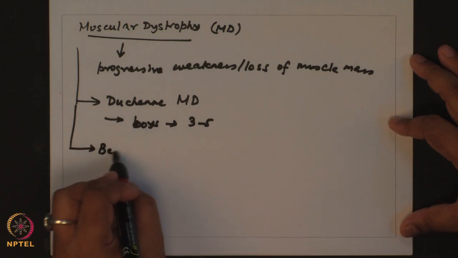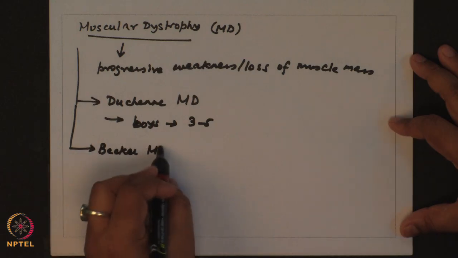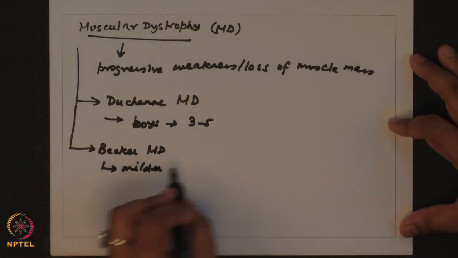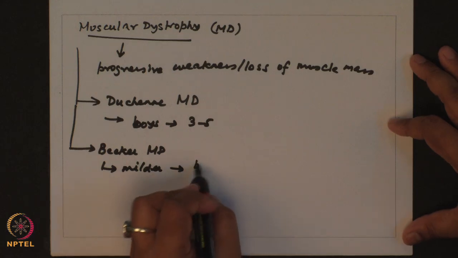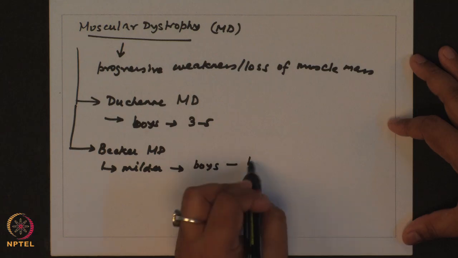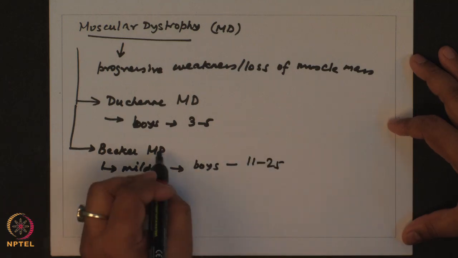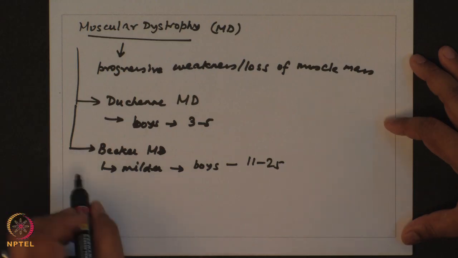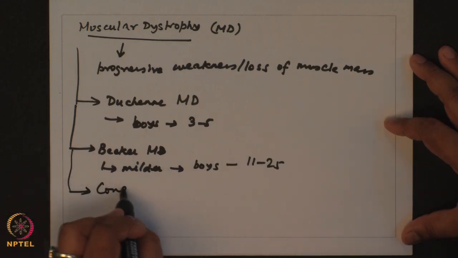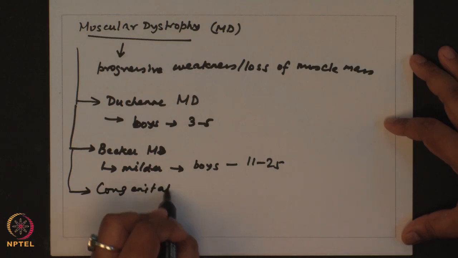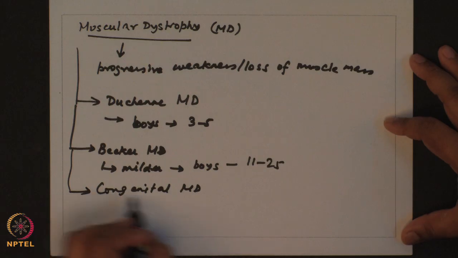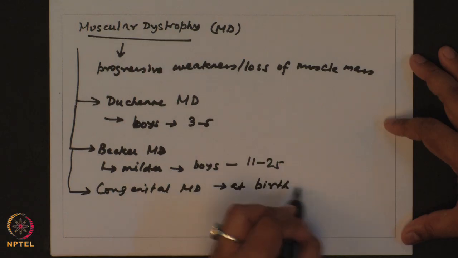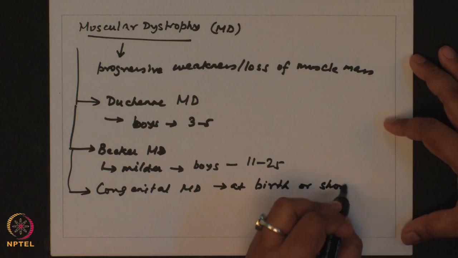You have Becker muscular dystrophy. Okay. It is much milder than Duchenne muscular dystrophy. It also affects boys, but in the age group 11 to 25. Okay. So, its effects start to manifest slightly later. You have congenital muscular dystrophy. Okay. As the term suggests, it starts at birth or shortly afterwards.